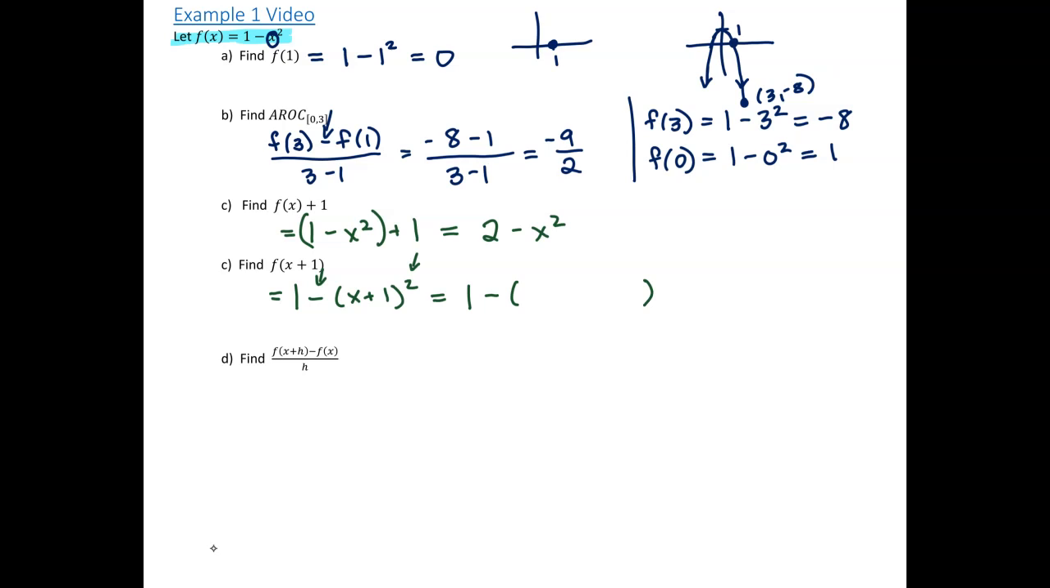So (x plus 1) squared is the same as (x plus 1) times (x plus 1), which will give us x squared plus 2x plus 1. And then the really key thing there is the distribute. So I'm going to get 1 minus x squared minus 2x minus 1.